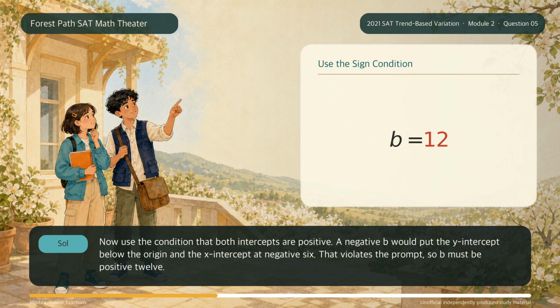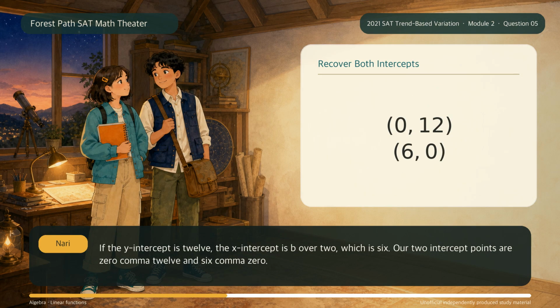Now use the condition that both intercepts are positive. A -b would put the y-intercept below the origin and the x-intercept at -6. That violates the prompt, so b must be +12. If the y-intercept is 12, the x-intercept is b over 2, which is 6. Our 2 intercept points are (0, 12) and (6, 0).